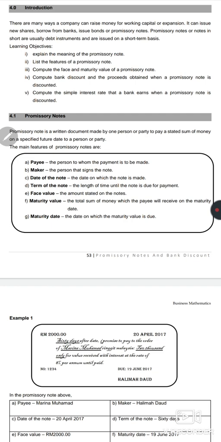The main features of promissory notes are: payee, the person to whom the payment is to be made; maker, the person that signed the note; date of the note, the date on which the note is made; term of the note, the length of time until the note is due for payment; face value, the amount stated on the note; maturity value, the total sum of money which the payee will receive on the maturity date; and maturity date, the date on which the maturity value is due.